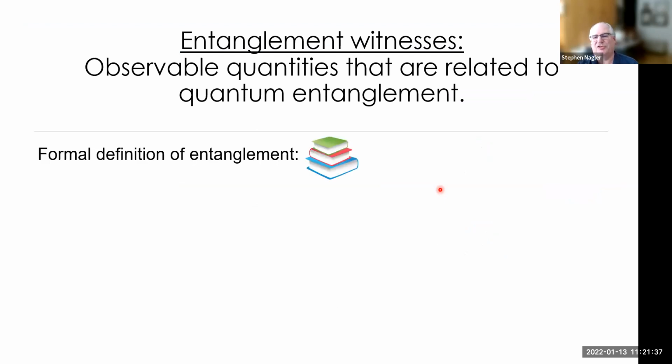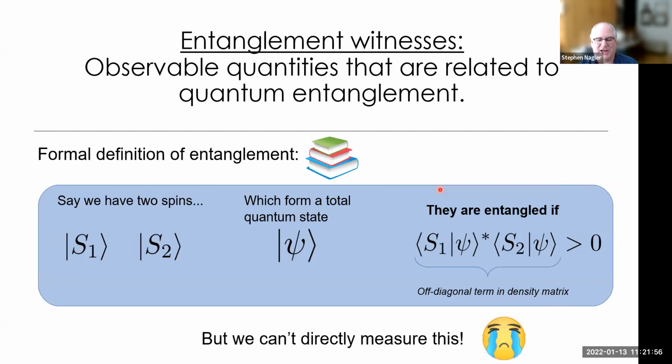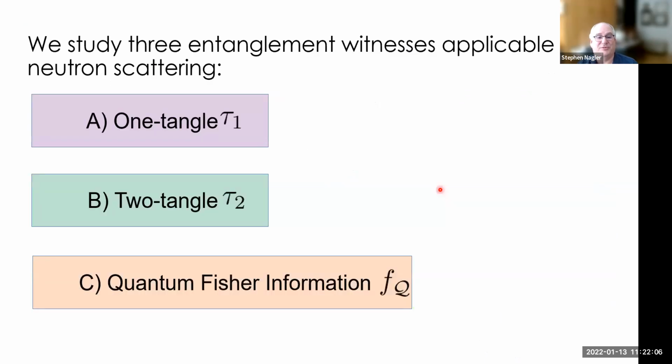So what are they? Well, they're observable quantities related to entanglement in some fashion. What is entanglement? Well, I can describe it easily. If I have a pair of spins in some total quantum state, they're entangled if I have non-vanishing off-diagonal terms in a density matrix, right? The problem with that is it's hard to directly measure these off-diagonal terms and get those matrix elements out. So we have to find other quantities that are somehow coupled to it. Here we're going to look at three specific entanglement witnesses and apply them to this data from KCuF3. These are the so-called one-tangle, the two-tangle, and the quantum Fisher information.